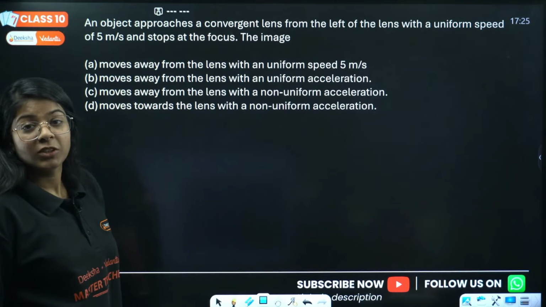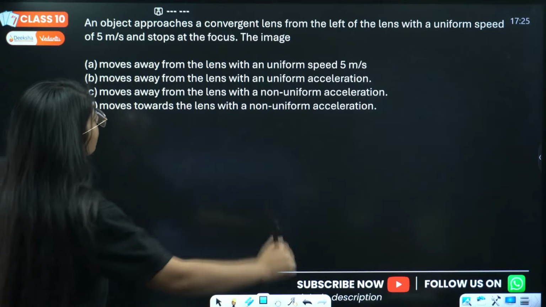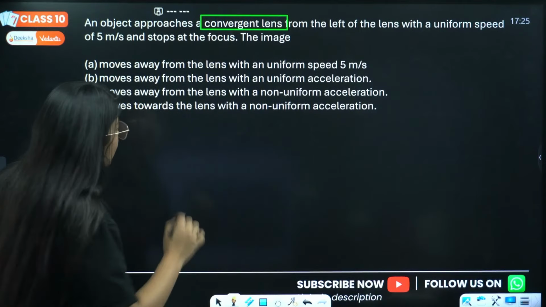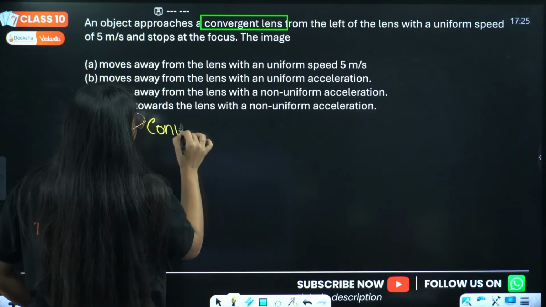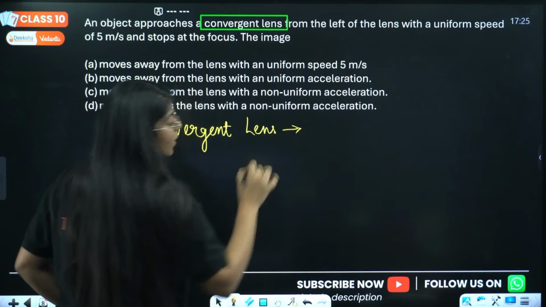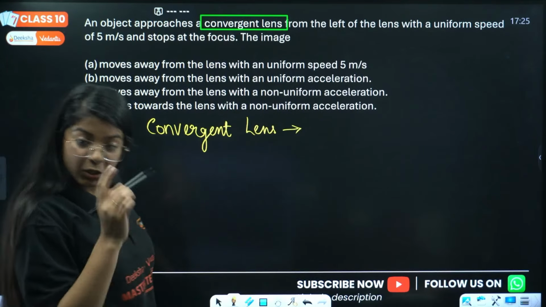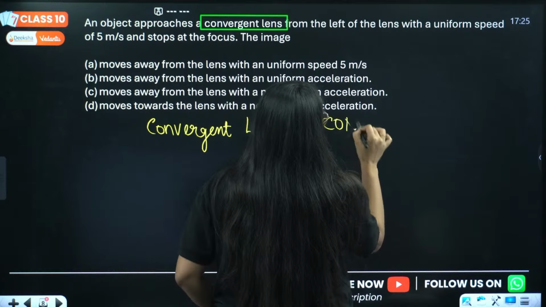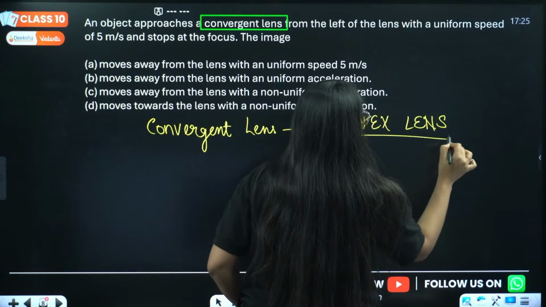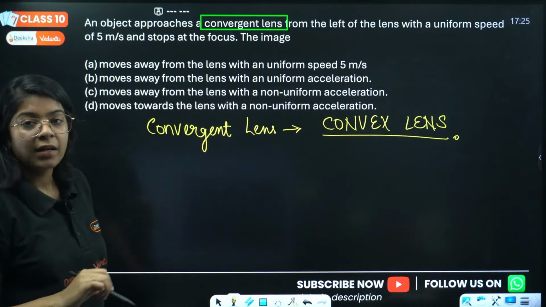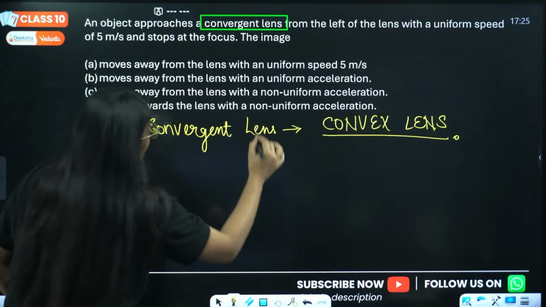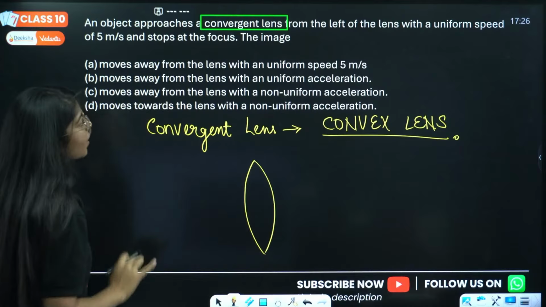An object approaches a convergent lens. First, let us decipher what exactly a convergent lens is. Which lens is the convergent lens? The convergent lens is the convex lens. Okay, convex lens is my convergent lens. Understood? Now from the left of the lens with a uniform speed, they are saying that this is a convex lens, this is a convergent lens.